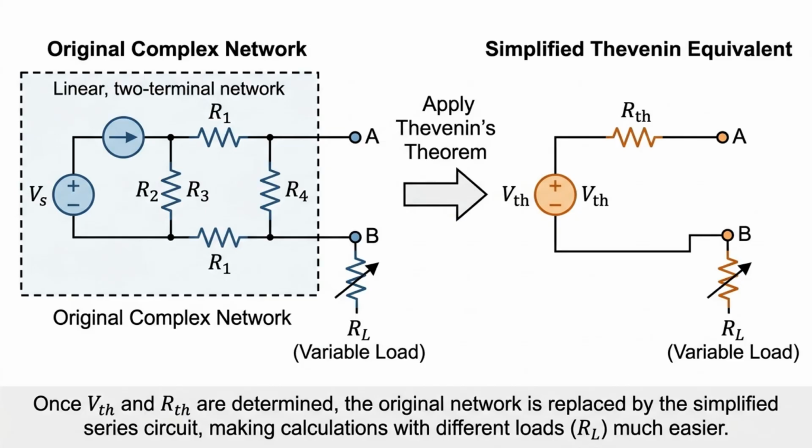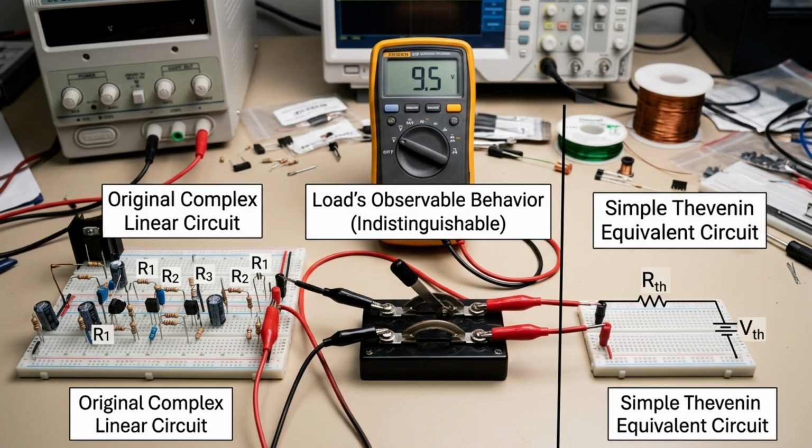Once these two parameters are known, the entire original network can be represented by a simple voltage source connected in series with a resistor. This greatly reduces the complexity of future calculations involving different loads. Thevenin theorem works because linear circuits have predictable voltage-current relationships. From the viewpoint of a load, the only observable behavior is the relationship between terminal voltage and terminal current. If another circuit produces exactly the same relationship, the load cannot distinguish between them.